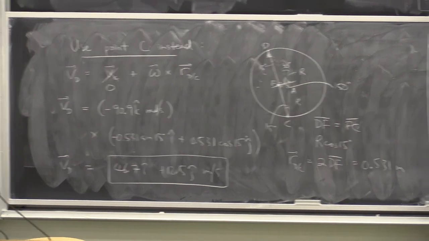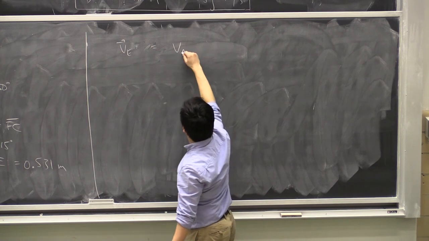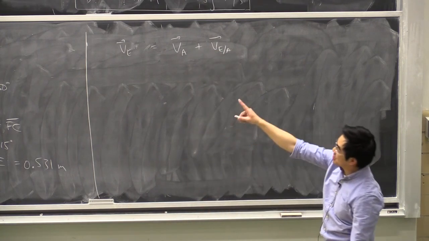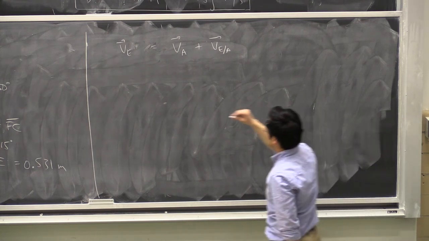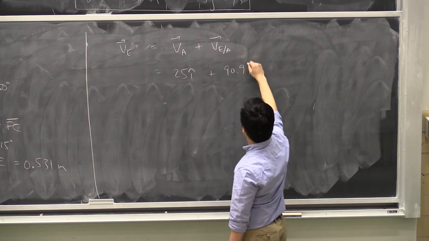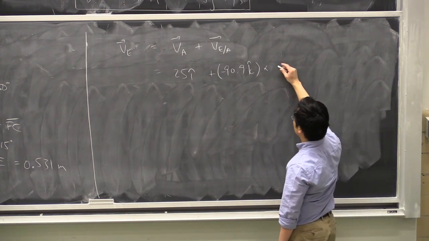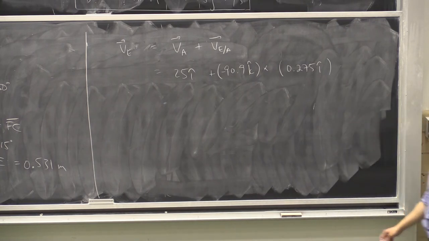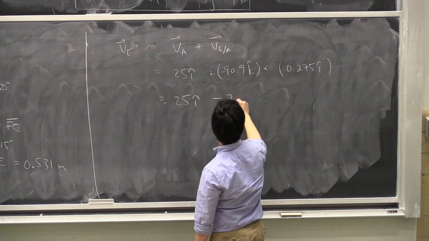Final point, VE. So now it should be really easy, right? And you can even, again, pick any point you want now. I've stuck with A. And E is an interesting one because it's all the way on the side there. So you actually know omega and you know the R. It's actually really easy. So 25i, same as the VA. I'm going to add that to 90.9k with a negative cross, looks like my REA has to be 0.275i and minus 25j.